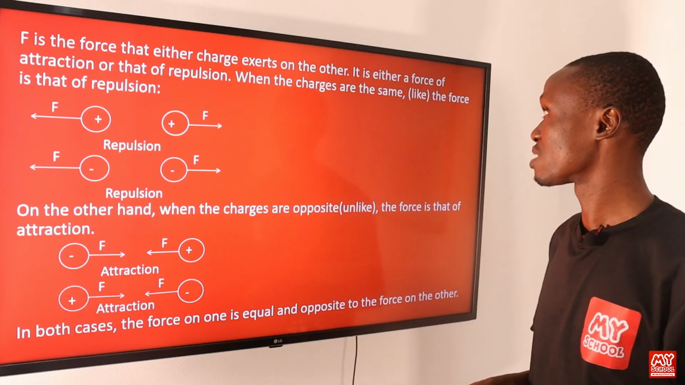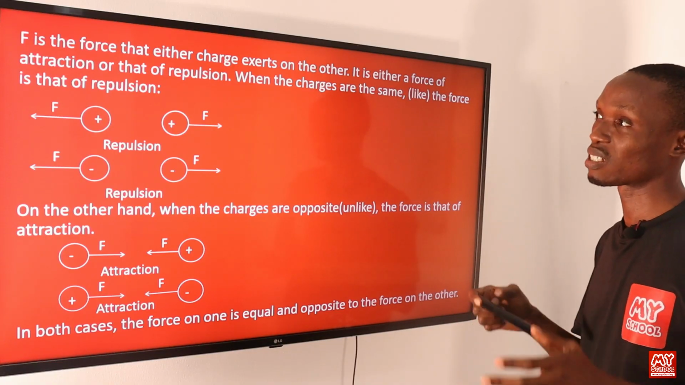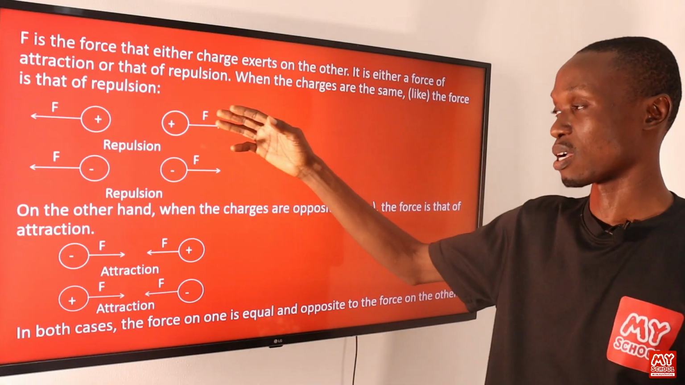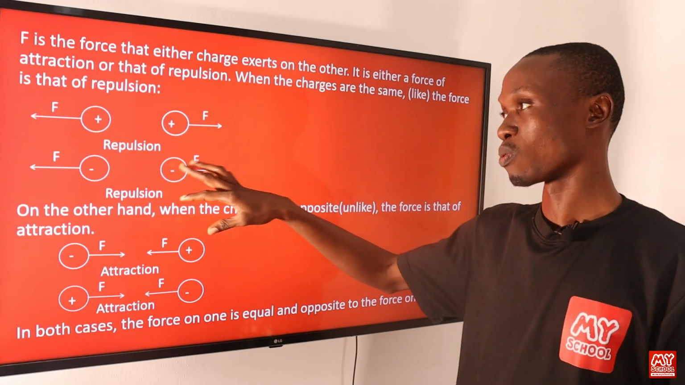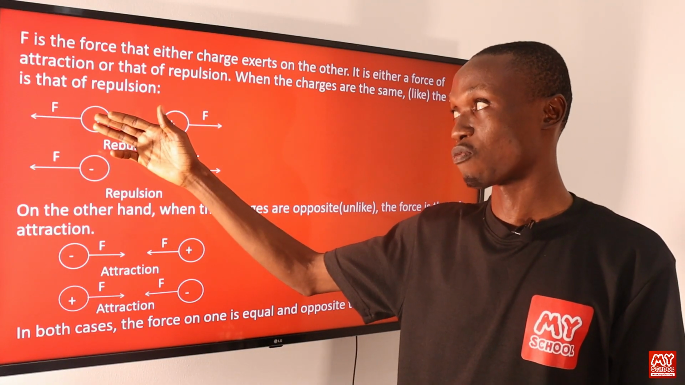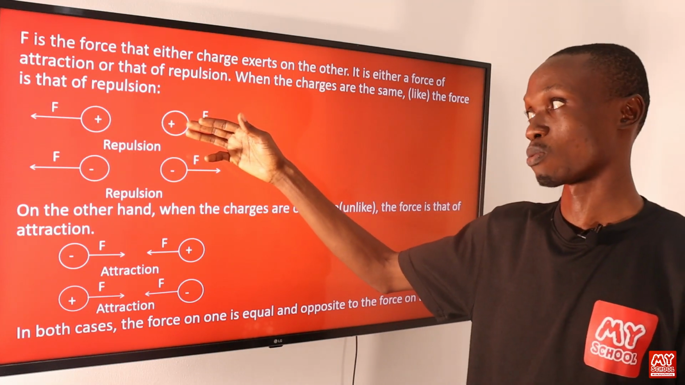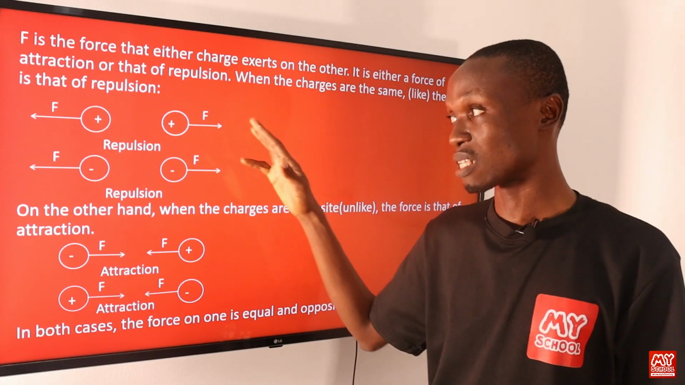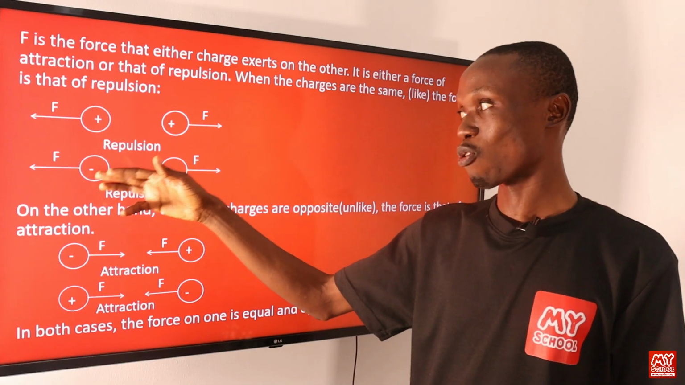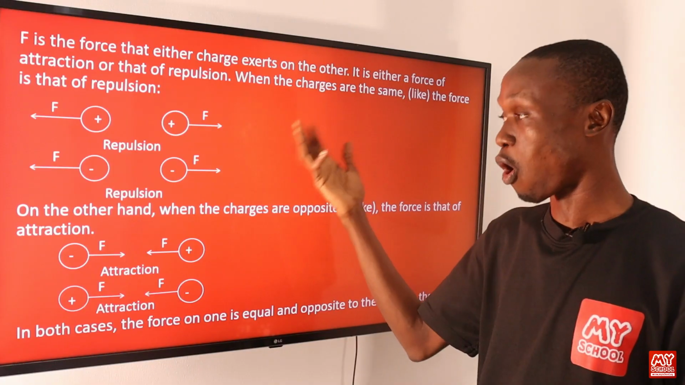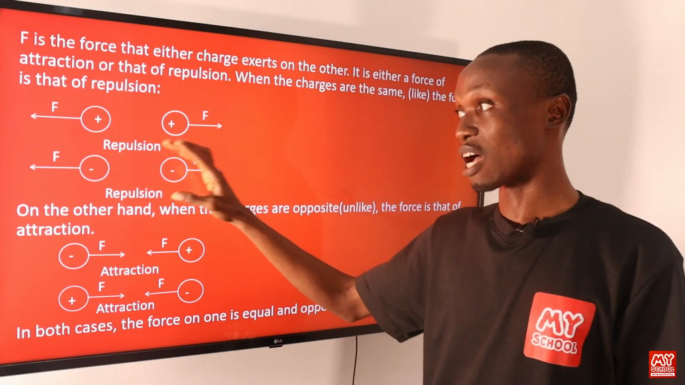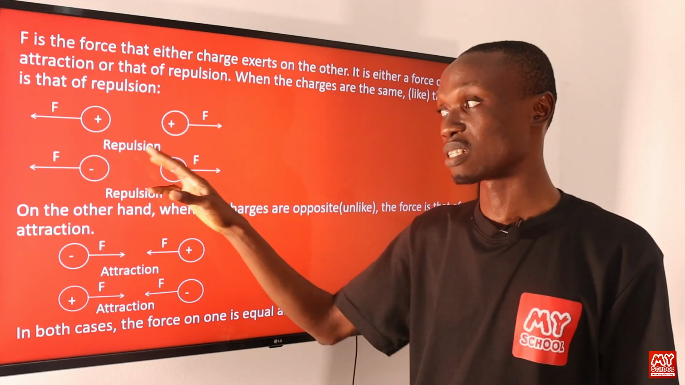So when the charges are the same, that is when the charges are like, the force is that of repulsion, as you can see in the diagrams below. Here we have a positive charge, and here we also have a positive charge. So there is repulsion between both charges. Then below we have another diagram where we have a negative charge and we also have a negative charge. So the force between them is that of repulsion, since the charges are the same.